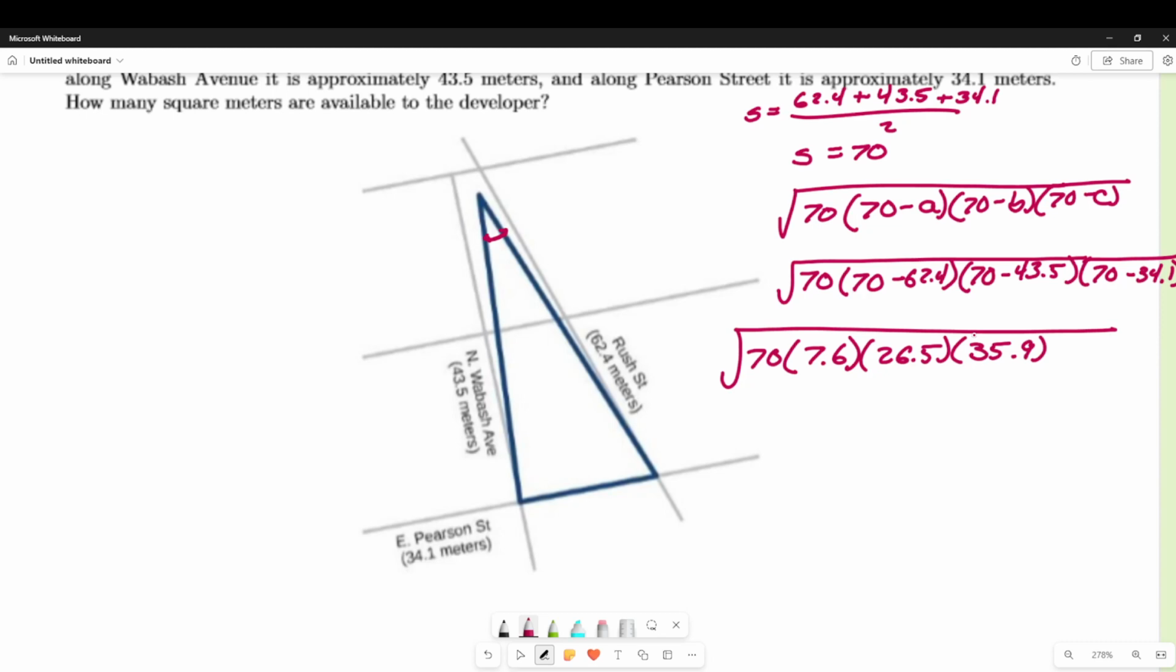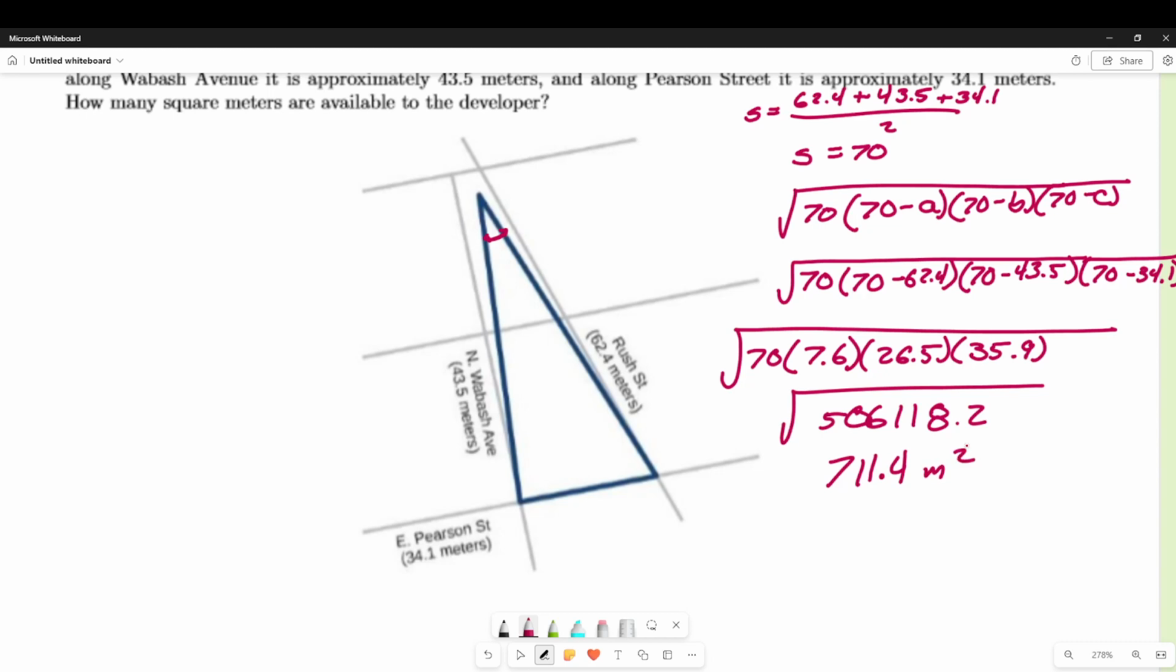If not, adjust them. So 70 times 7.6 times 26.5 times 35.9 gets us a very big number. Square root of 506,118.2. But then square root that and get 711.4. 711.4 square meters.